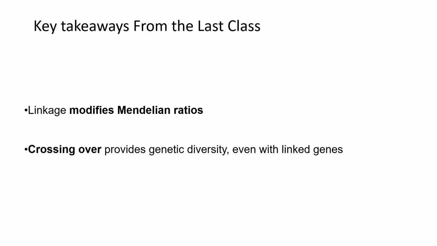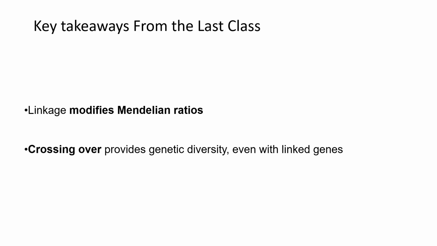So, in my last class, as you can see on this slide, we learned that linkage modifies Mendelian ratios, right. Mendel told us that the genes segregate independently, the alleles segregate and the genes independently assort, right. But in the previous class we learned that there are many cases where genes do not really assort independently, right.